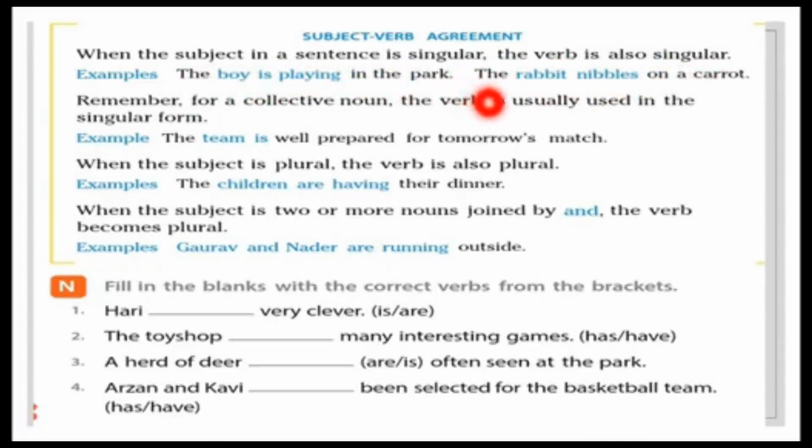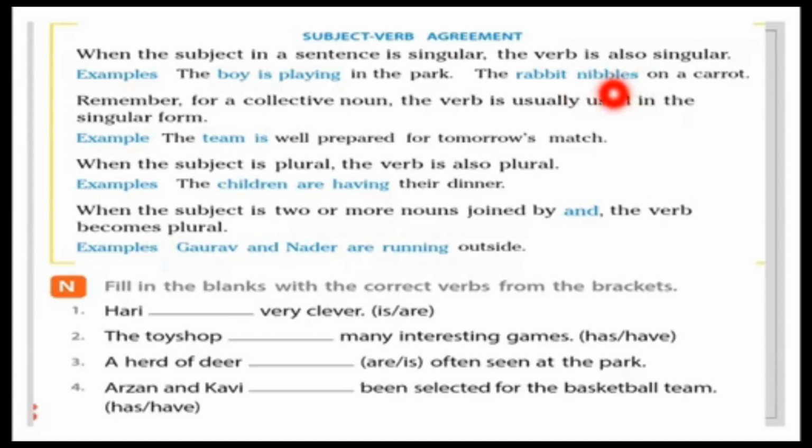Now let's see the second one. The rabbit nibbles on a carrot. So in this sentence, what is the subject? The rabbit. And what is the verb here? Nibbles. So dear children, let us remember the first slide which I have shown to you. The rabbit, we are talking about the rabbit.